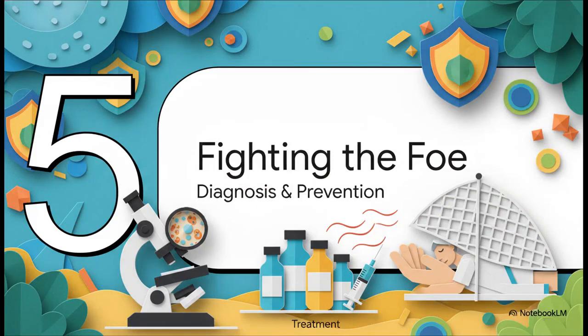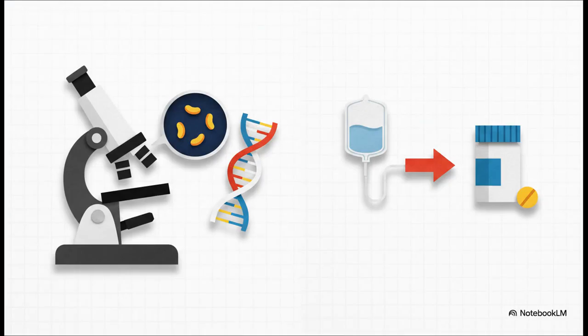So how in the world do we fight back against something so complex? Let's move into Section 5, Fighting an Invisible Foe: Diagnosis, Treatment, and Prevention. Well, diagnosis often starts with taking a tissue sample and trying to spot those amastigotes under a microscope. But there might not be many to find, so the real gold standard now is a super sensitive molecular test called PCR. It basically hunts for the parasite's unique DNA.